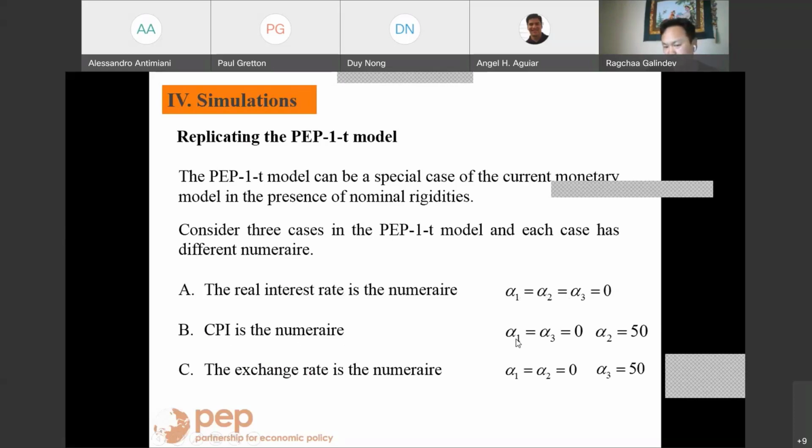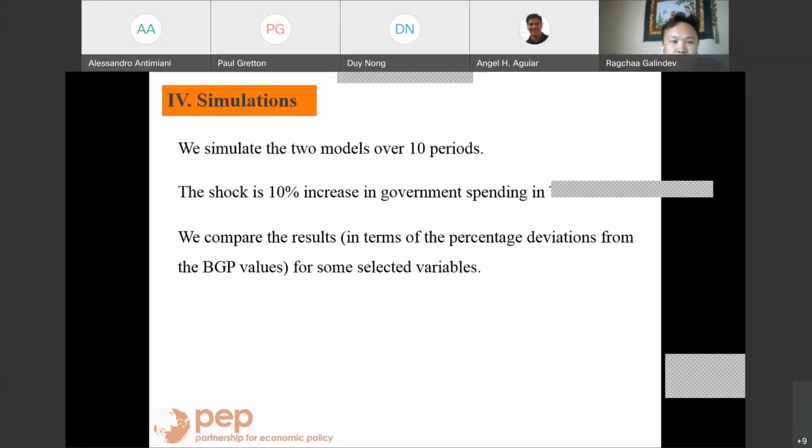So I'm going to set alpha 1 and alpha 3 to 0, and alpha 2 to a very high value, so the central bank cares only about inflation. The last one is the case where the central bank cares only about the exchange rate. So we're just going to set those values. The shock is just a 10% growth rate in government spending, which is nominal government spending in period 3. And then I'm going to simulate the two models, the monetary model and the real model, and compare the results.